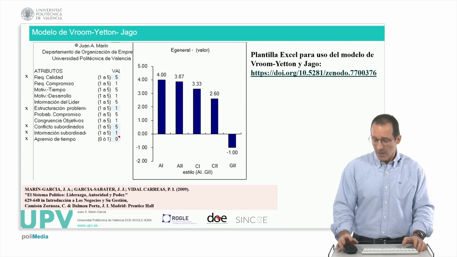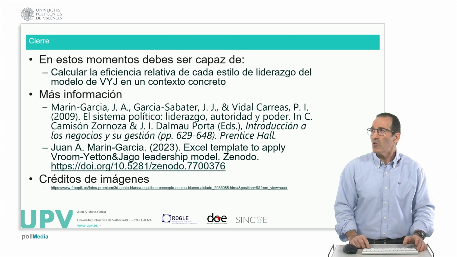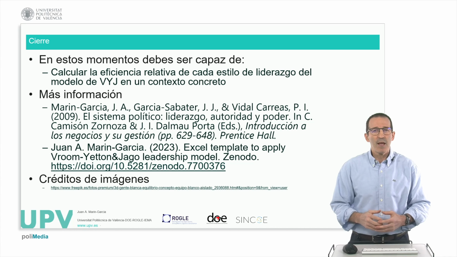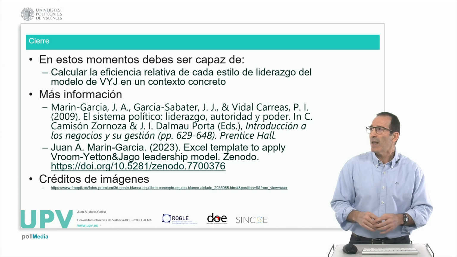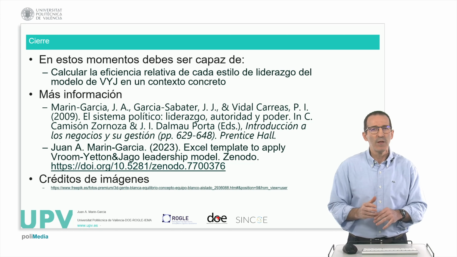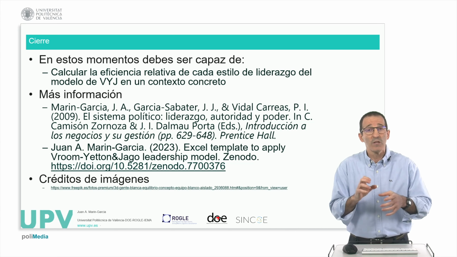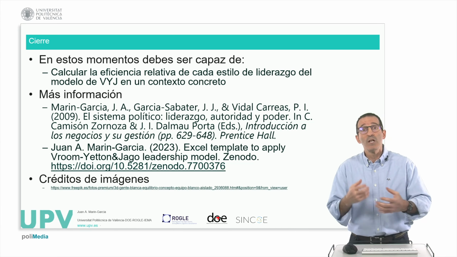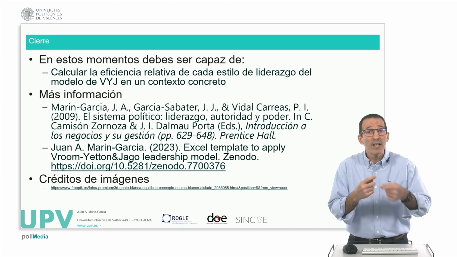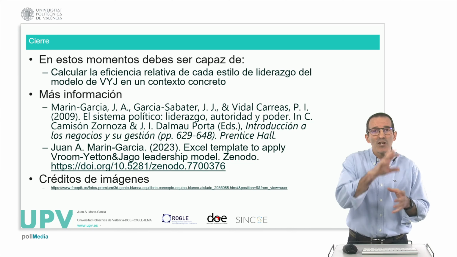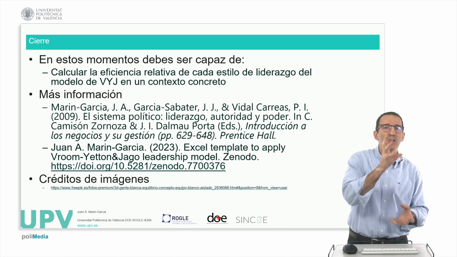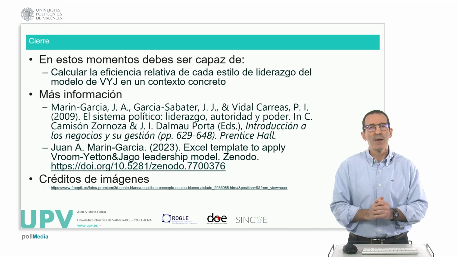At this point, I believe you're ready to compute the relative efficiency of each leadership style within a specific context, as per the Vroom-Yetton-Jago model. I encourage you to utilize this Excel sheet for the analysis, enabling you to appreciate the model's recommendations across various contexts. By diagnosing different situations, you'll ascertain which style the model would propose for each scenario.